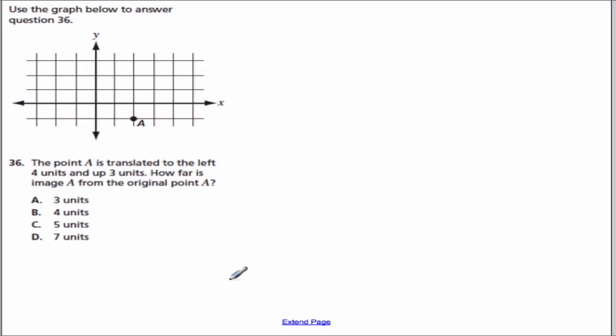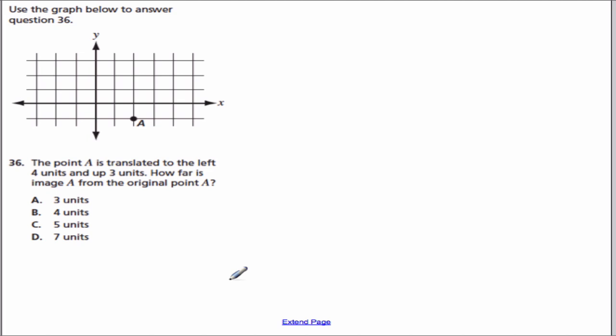This is MCA practice problems 36 through 39, the final 4 problems of the packet. Number 36 says, use the graph below to answer question 36. The point A is translated to the left 4 units and up 3 units. How far is image A from the original point A?